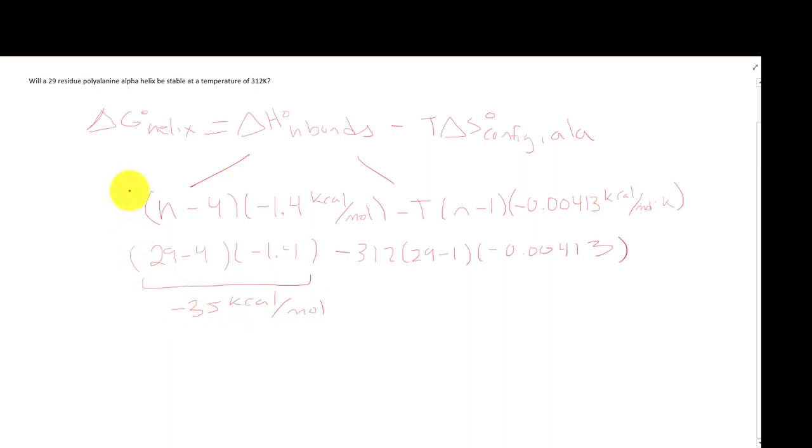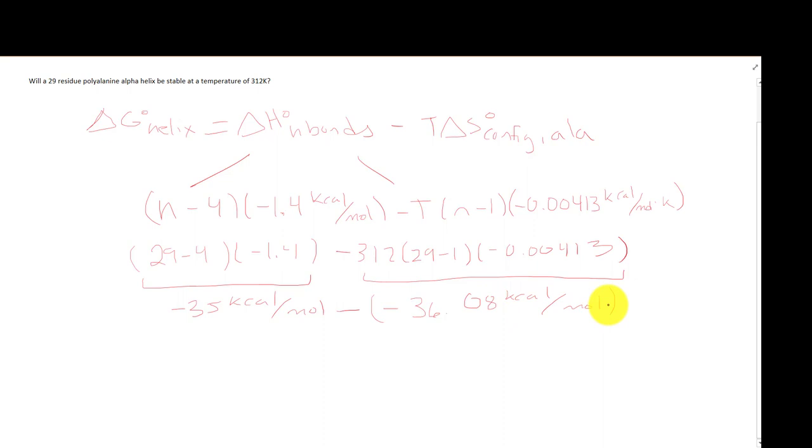Remember, negative is favorable for delta G. The enthalpy is 35 kcals per mole favorable. As long as the entropic cost to locking in all this stuff is not greater than 35, then we will come out okay, and this will be a stable helix. So we're going to do minus 312 times 28 times negative 0.00413. Our entropic cost to locking in these alanines is going to be negative 36.08 kcals per mole.